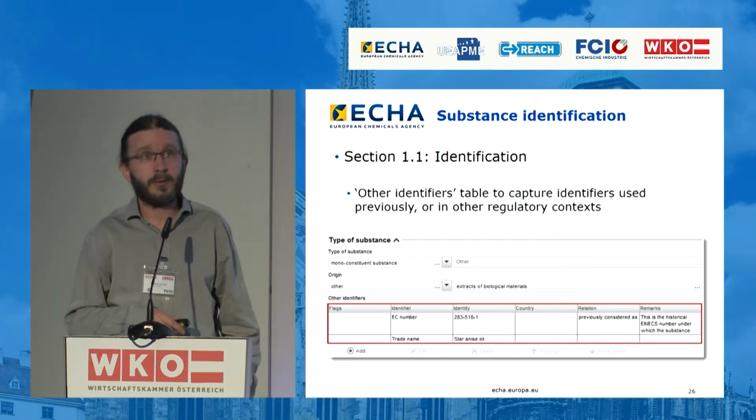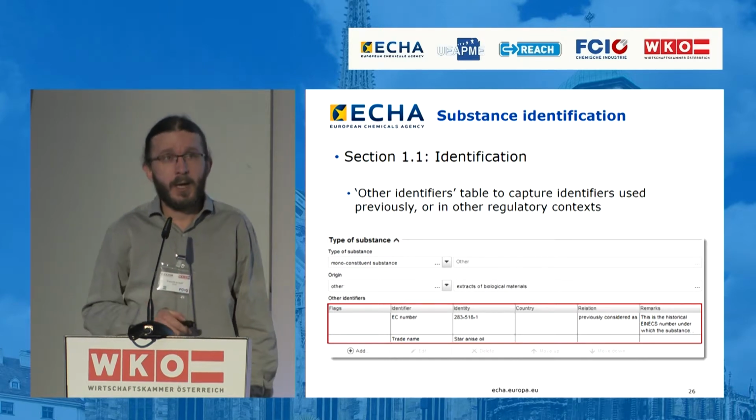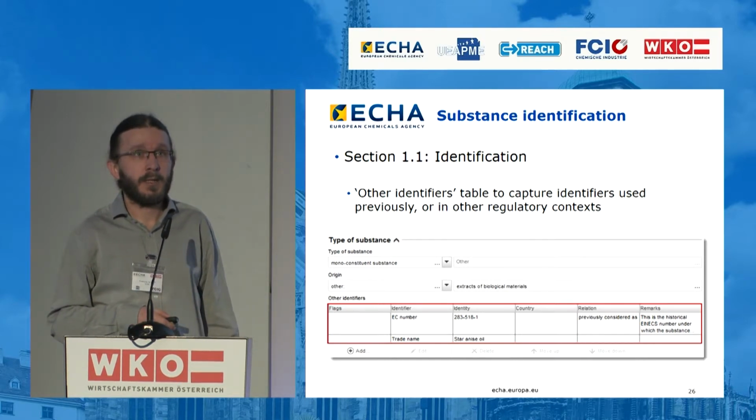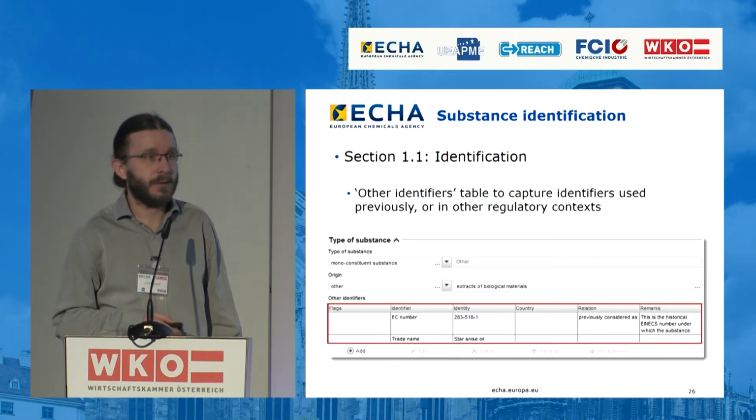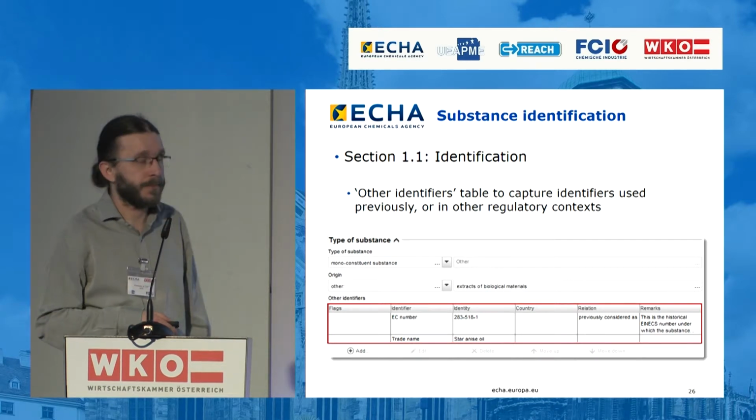This is the form that is used to collect data on substance identifiers. And I was indicating previously that you can identify your substance using an IUPAC name, a CAS number, an EC number, or a list number provided by ECHA. But you can also provide other identifiers in this table.